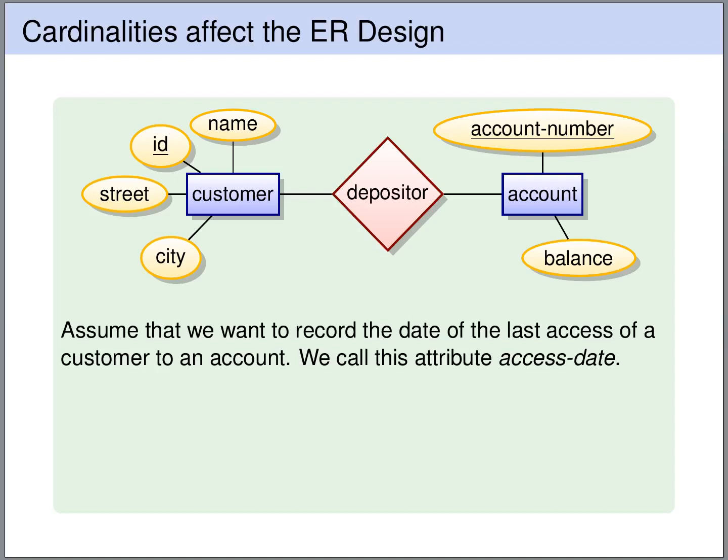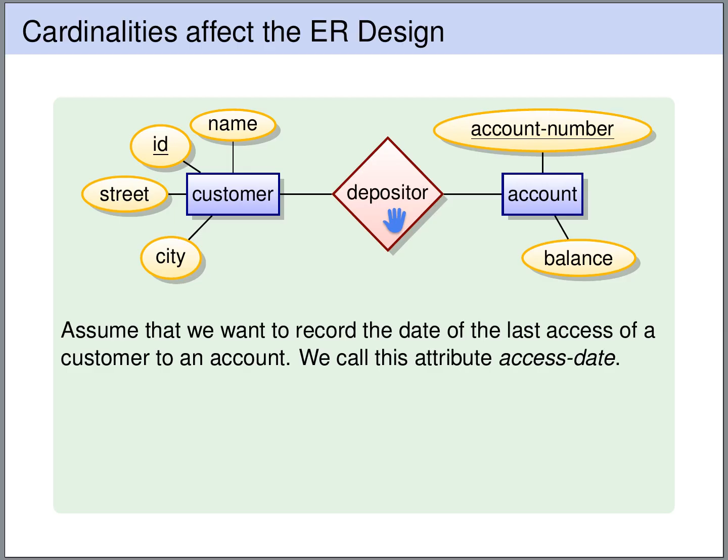Cardinalities can also affect our design. For instance, consider the following scenario. We are modeling the database of some bank. So we have customers, we have accounts, and these are related by the relationship set depositor. Now, we also want to record the last access of a customer to an account. So we want to call this attribute access date.